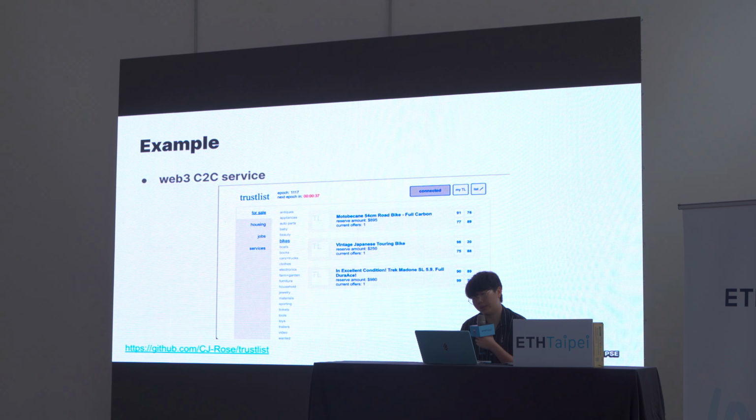And the last example is the C2C service. For example, Shopee in Taiwan is the C2C trade, buying and selling stuff thing. So you can know which seller or buyer is good or not. It is one of the projects my teammates are working on, but the data is still not defined yet. So it's just an example to show you can show these scores or data in this kind of website or service.